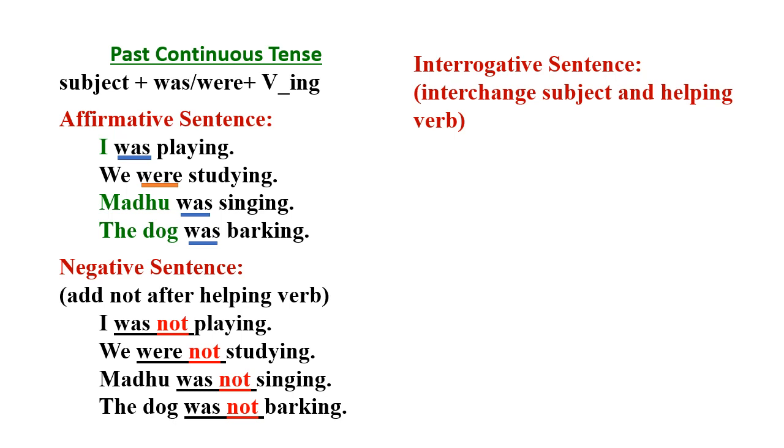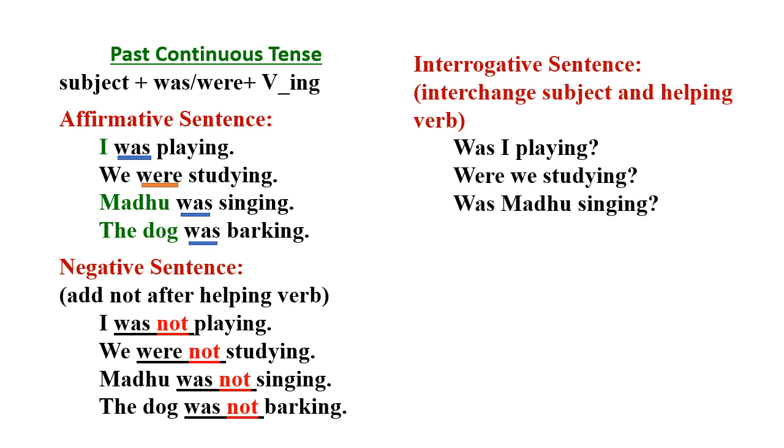Now, let's learn to form an interrogative sentence. An interrogative sentence is something that asks a question. Framing an interrogative sentence is also super easy. Just interchange the position of the subject and the helping verb was or were. So, I was playing will become was I playing? We were studying becomes were we studying? Madhu was singing becomes was Madhu singing? The dog was barking becomes was the dog barking?